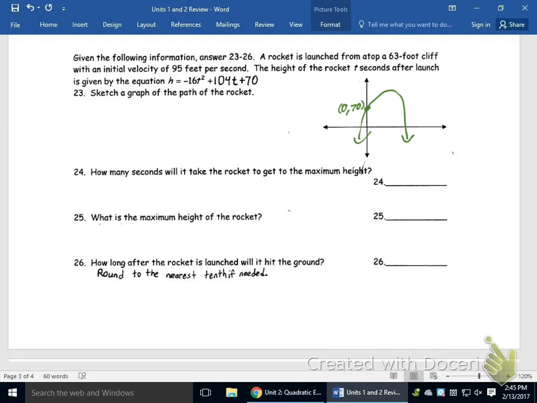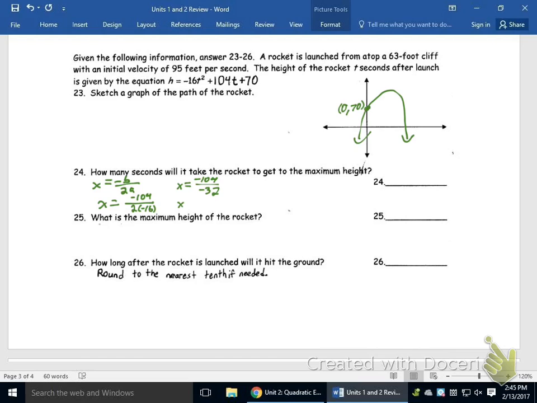For number 24, it says, how many seconds will it take the rocket to get to the maximum height? That is screaming axis of symmetry, because we're talking about time, the t value, and talking about maximum. So for 24, you need to be using negative b over 2a, and I'm definitely going to just use my calculator to help me out with that. In this case, it's going to be negative 104 for b over 2 times negative 16. Now, don't forget to multiply on the denominator first to make that negative 32 on the denominator before you actually divide. So I'm just using my calculator. 104 divided by 32 is 3.25 seconds.